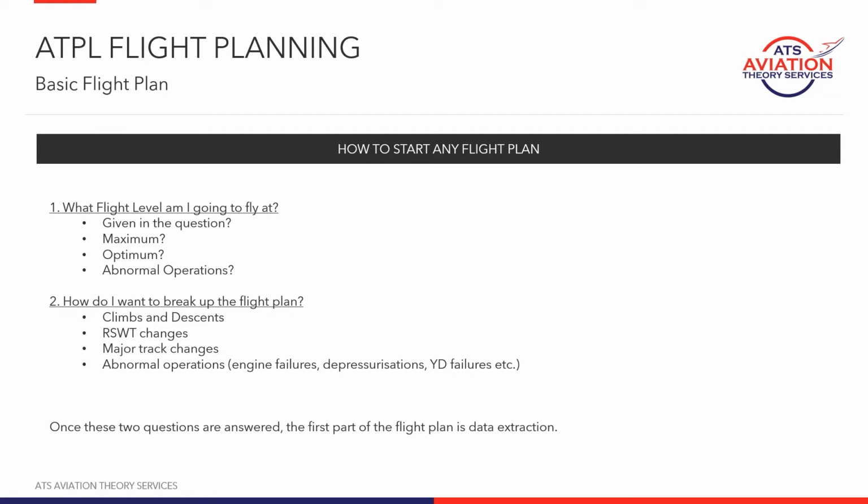The other question is, how do I want to break up the flight plan? There are a few reasons why you would break up a flight plan rather than just go from departure straight to destination. The obvious one is climbs and descents. Given we plan climb and descent data, the minimum you can do on a flight plan from departure to destination would be going from departure to a top of climb position, flying to top of descent, and then descending into the destination and doing an approach at the end. When I say approach at the end, we're actually just adding a little bit of fuel for that approach. We're not actually planning any approach. Don't worry about that too much.